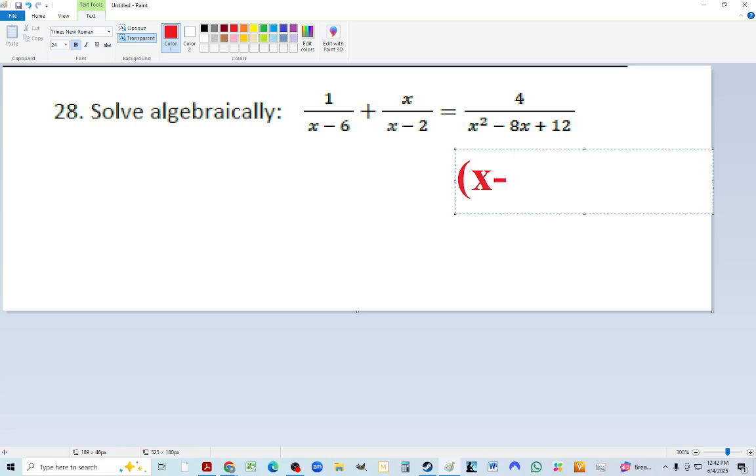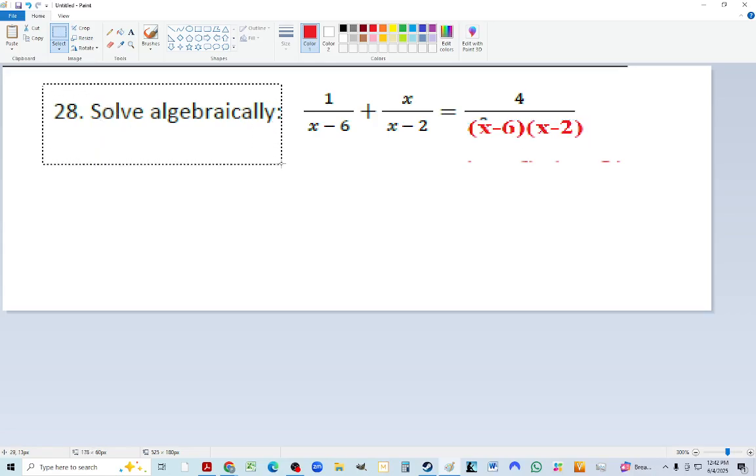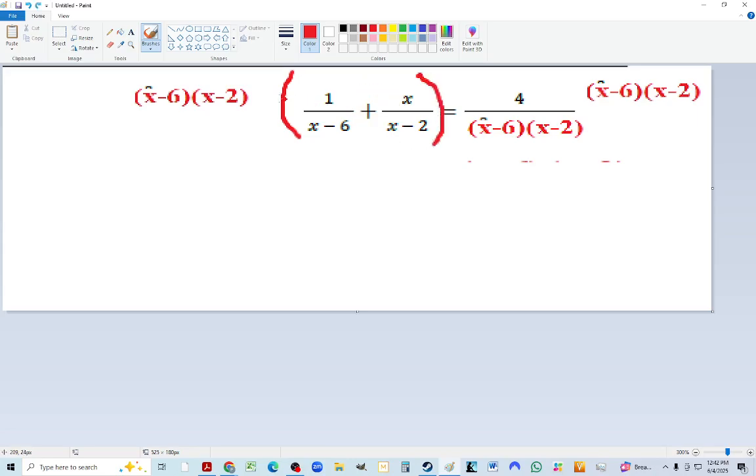x minus 6, x minus 2, which just happens to be the same factors on the right, which is not a coincidence and convenient. To get rid of any denominator, you simply multiply both sides by it. This thing, 4, is being divided by it, so I can easily just multiply both sides. But beware, this thing on the left should be put in a bracket because it's being added, so it must distribute through both of them.